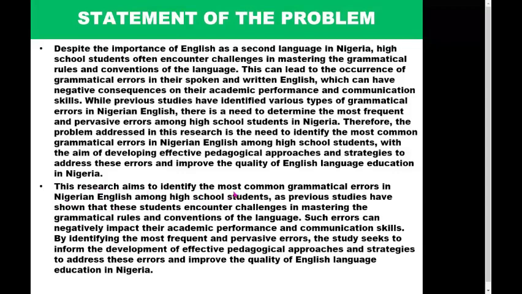This research aims to identify the most common grammatical errors in Nigerian English among high school students, as previous studies have shown that these students encounter challenges in mastering the grammatical rules and conventions of the language. Such errors can negatively impact their academic performance and communication skills. By identifying the most frequent and pervasive errors, the study seeks to inform the development of effective pedagogical approaches and strategies to address these errors and improve the quality of English language education in Nigeria.